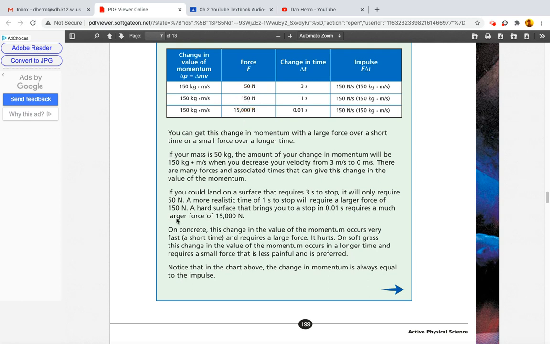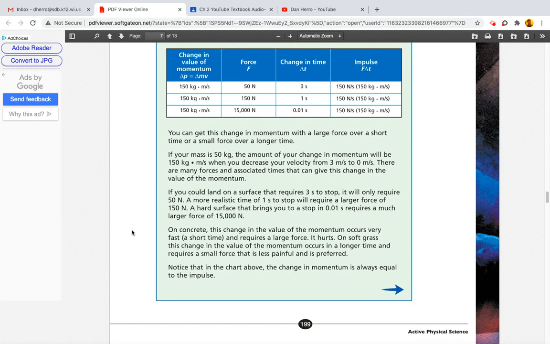A hard surface that brings you to a stop in 0.01 seconds, or 1/100th of a second, requires a much larger force of 15,000 newtons. How do we know that? Here's your change in time. Here's your force. On concrete, this change in the value of the momentum occurs very fast and requires a large force. It hurts. On soft grass, this change in the value of momentum occurs in a longer time and requires a small force that is less painful and is preferred.